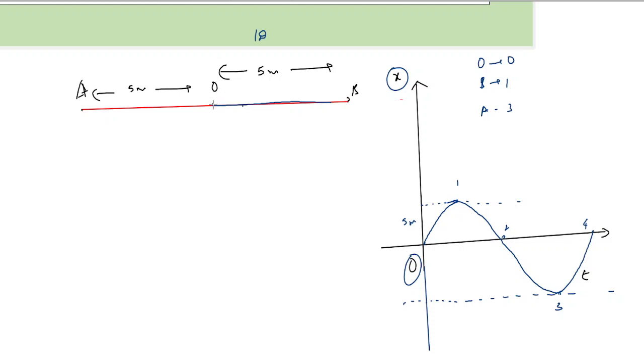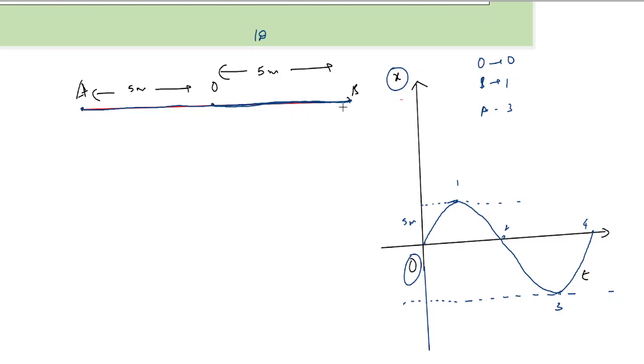Now when the particle starts from point O and goes towards point B, its speed will decrease. At the point B, it will have least speed. It will stop here. So velocity will be 0. It turns back and goes towards point O. When it goes towards point O, the speed is increasing. At the point O, it will have maximum speed. It will again cross point O and go towards point A. When it goes towards point A, the velocity will decrease. At point A, it will have 0 velocity.